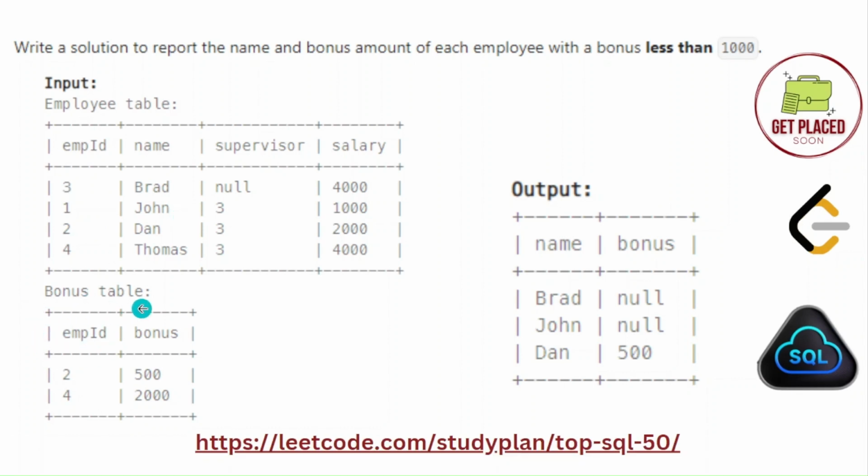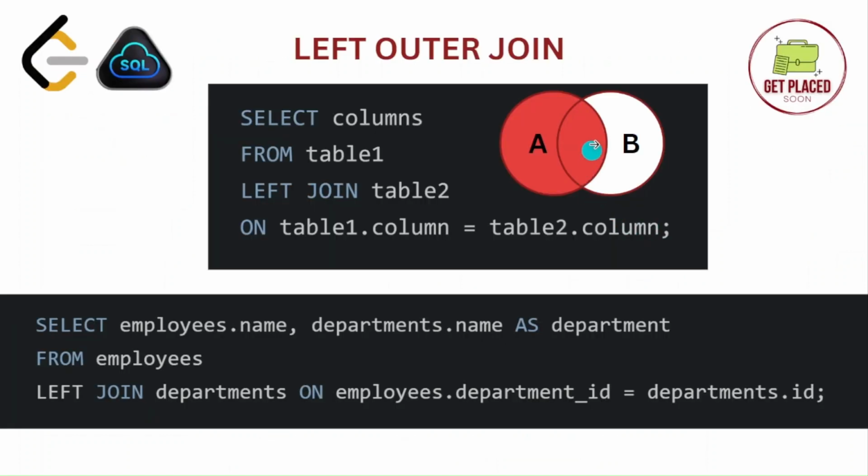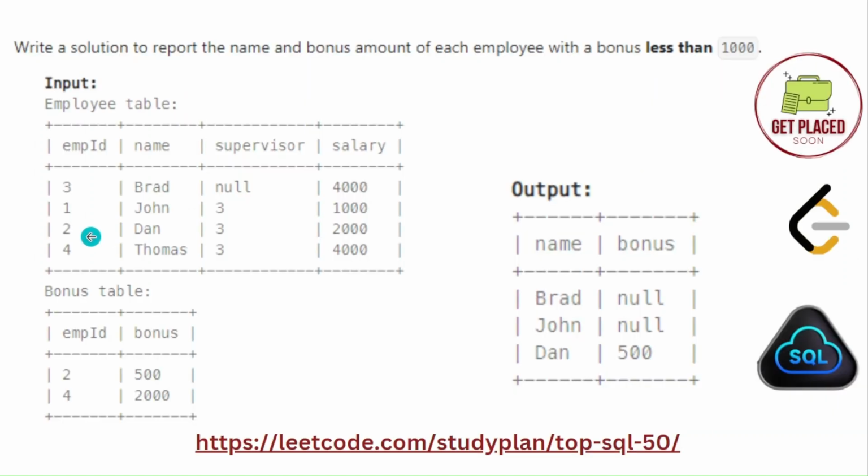In the bonus table, you can see few employees are not there. If they are not there, how can we print output? How can we print their names in the output? How can we mention employee IDs 1 and 3 in the output? To do that, we will use left outer join. Left join is nothing but the complete left table will be present. What is there in the left table? All the employee details are there. Even if the bonus is null, employee details are there. We need them because we need to print all the employees who are having less than 1000. Therefore, the left table will compulsorily be present.